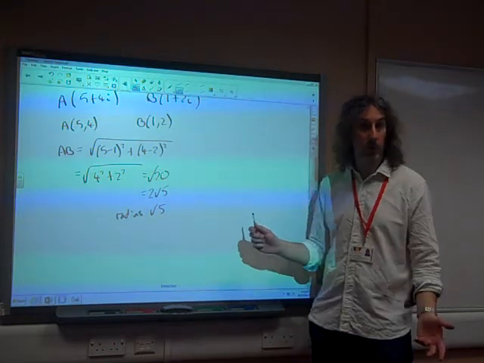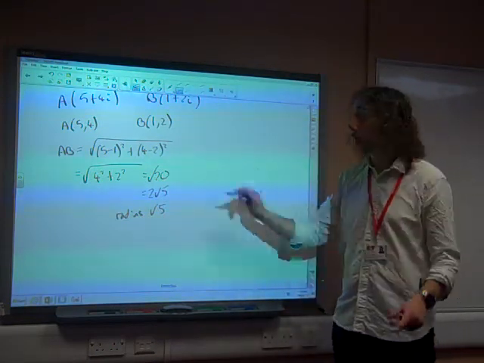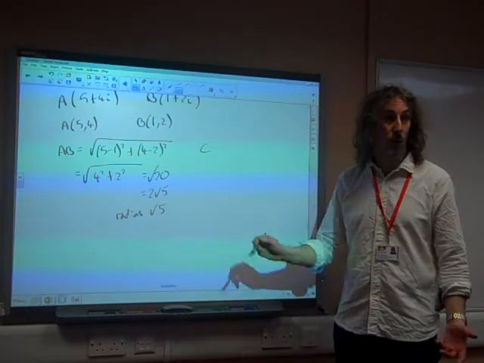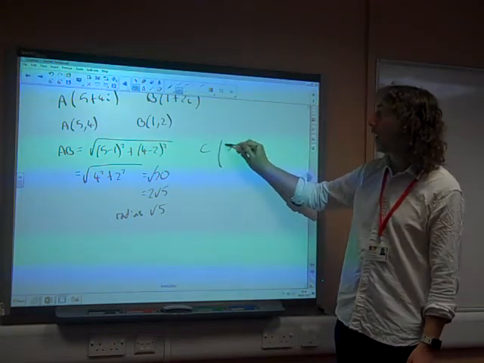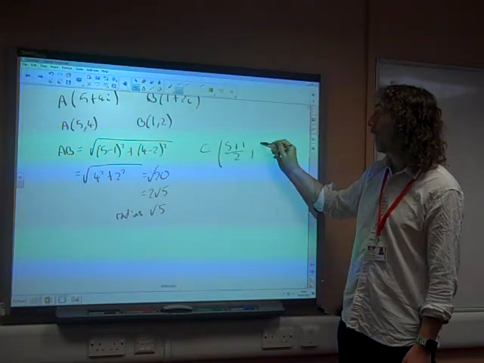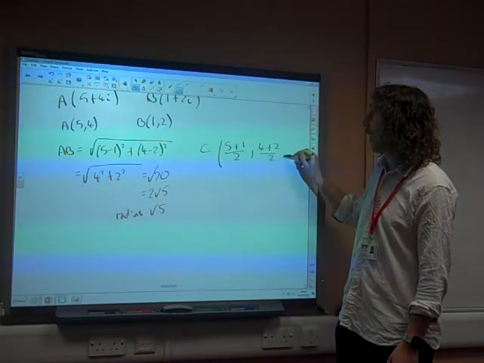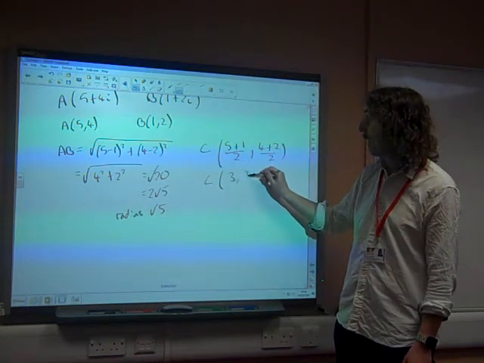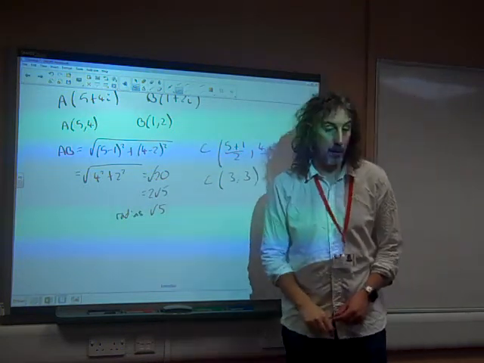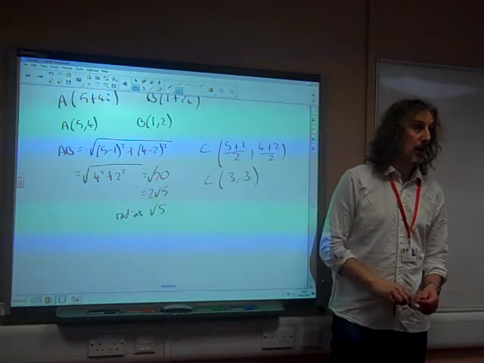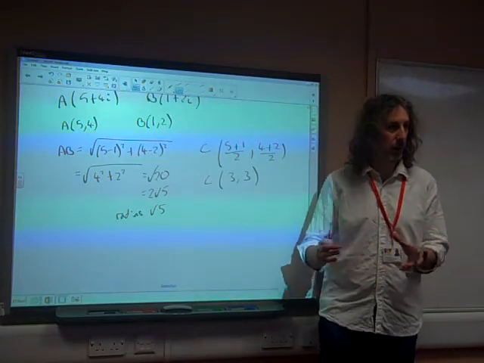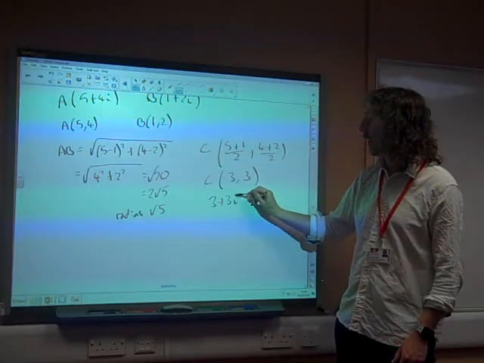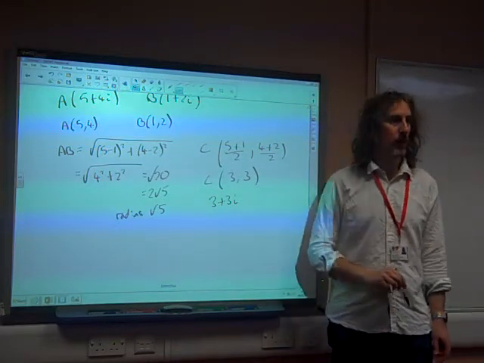That seemed like a reasonable way to do it. The centre of the circle is the midpoint of those two. Again, this is just Core 1 stuff. The midpoint: we do (5 plus 1) over 2, and (4 plus 2) over 2. So the midpoint has coordinates (3, 3). Now, we're in complex number terms, so that is the point that represents the complex number 3 plus 3i.